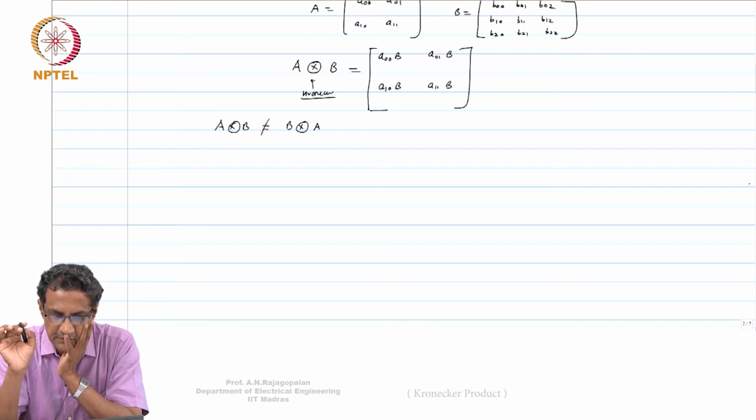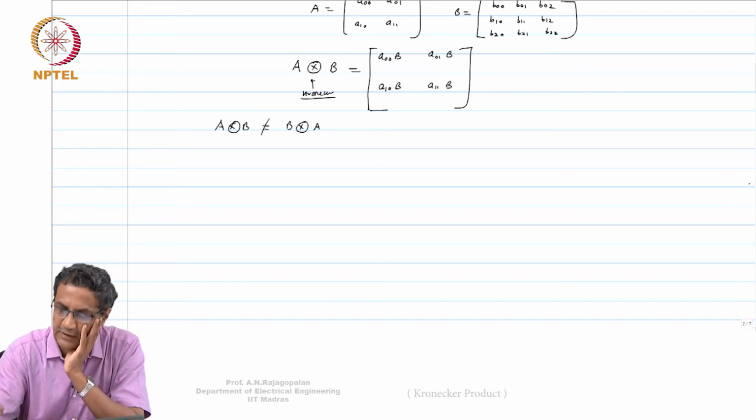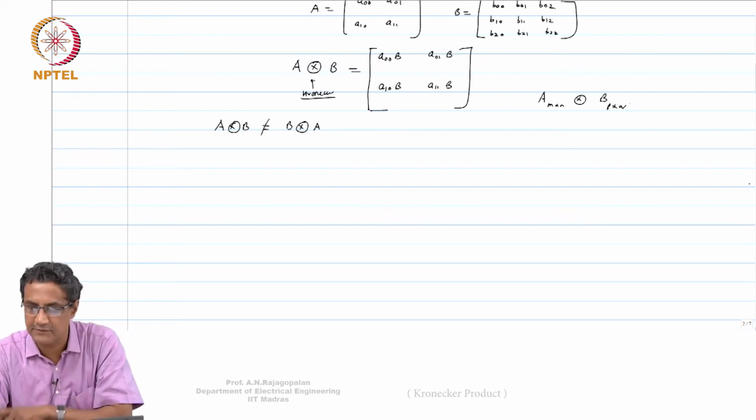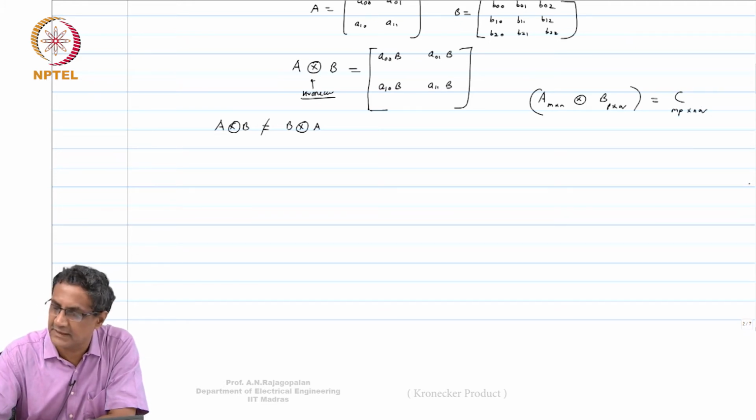A Kronecker B, what about the size? Can we say that both A Kronecker B and B Kronecker A will have the same size? True, because if A is, let's say, M cross N, and you take its Kronecker product with B, let's say P cross Q, they can be whatever size they are. If you call this Kronecker product C, then C will have MP cross NQ.